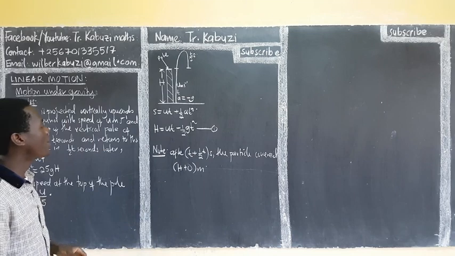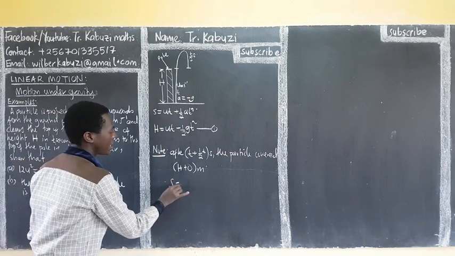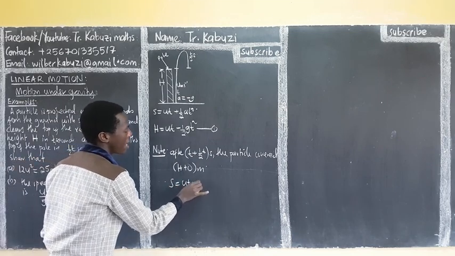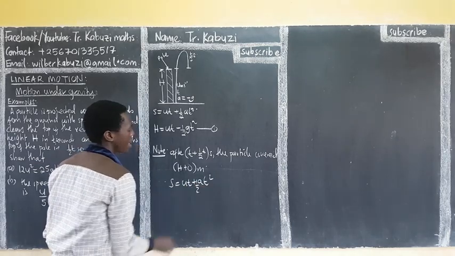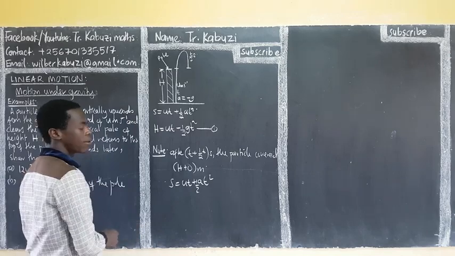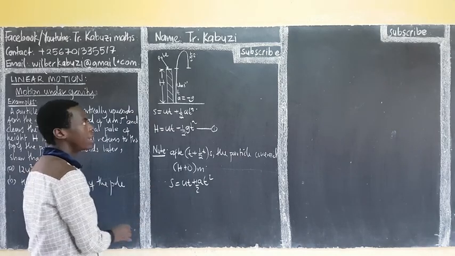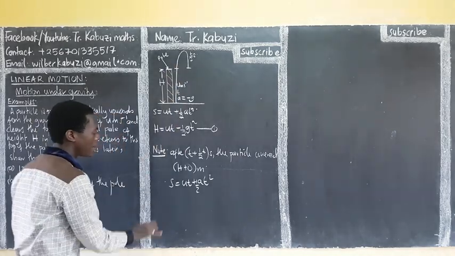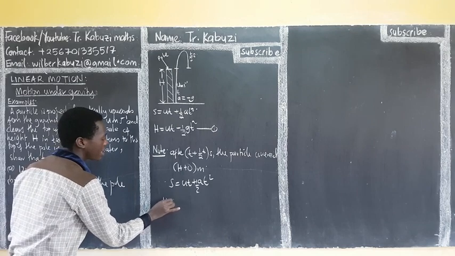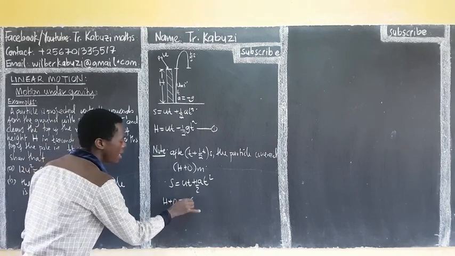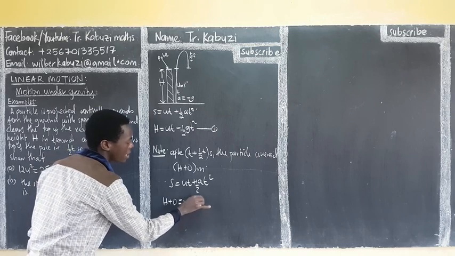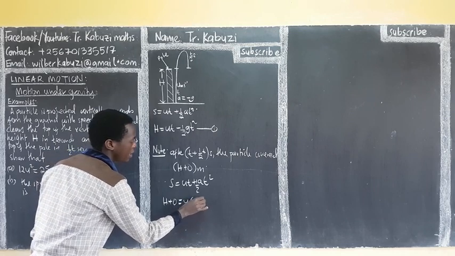So meaning now, if I use s equals ut plus half at squared, here my a is going to be negative g, and the distance covered is going to be h plus 0. So I'm adding h plus 0 equaling s. Now my time is going to be t plus half t.